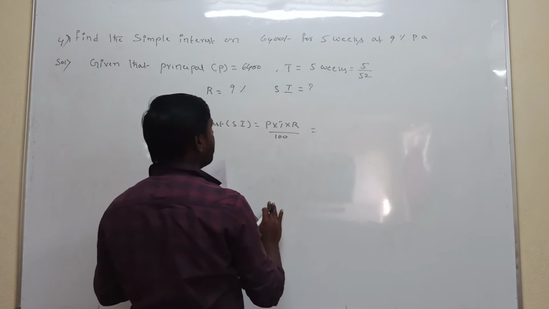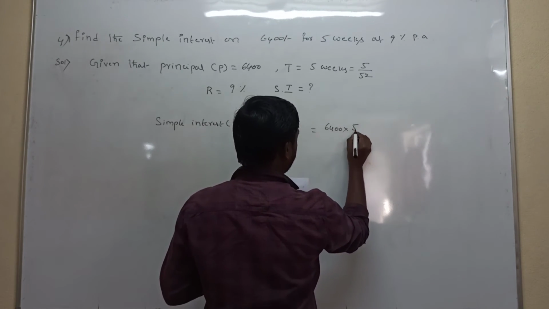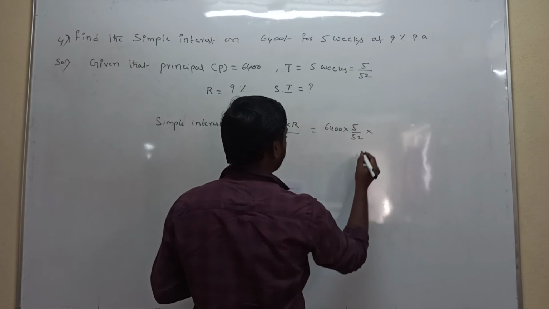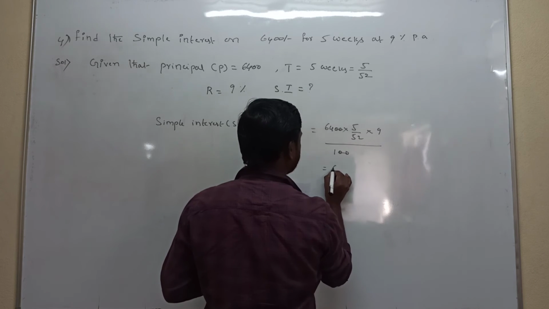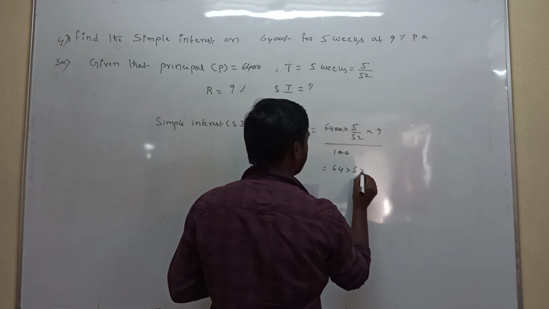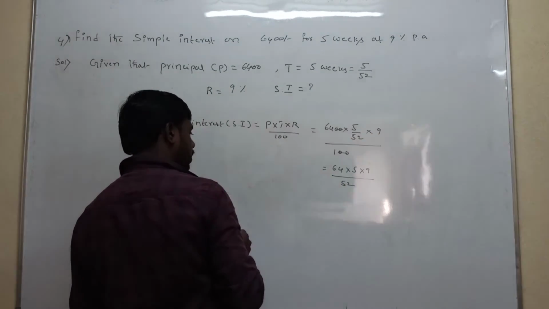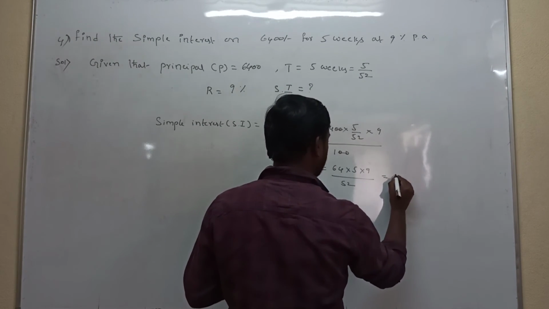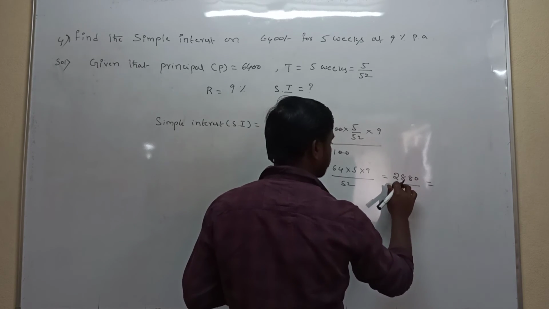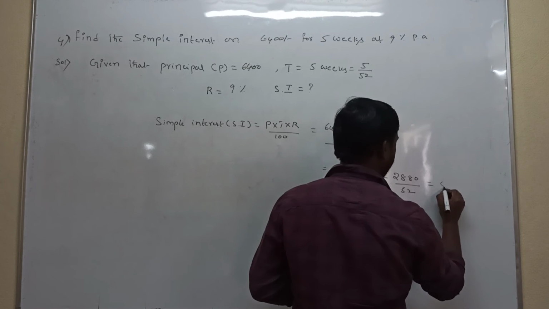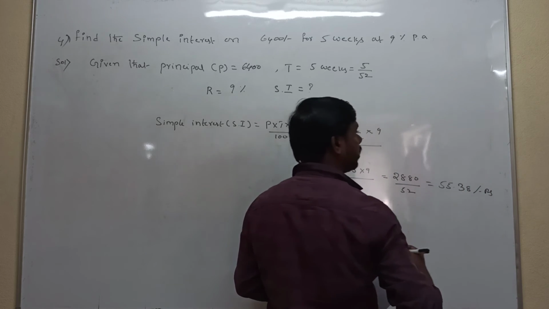We need to calculate simple interest. The formula is PTR by 100. What is the P value here? 6,400 into T value 5 by 52 into R value 9 divided by 100. These 2 zeros cancel. 64 into 5 into 9 divided by 52. This value is 2,880 divided by 52, which is 55.38 rupees per year simple interest.